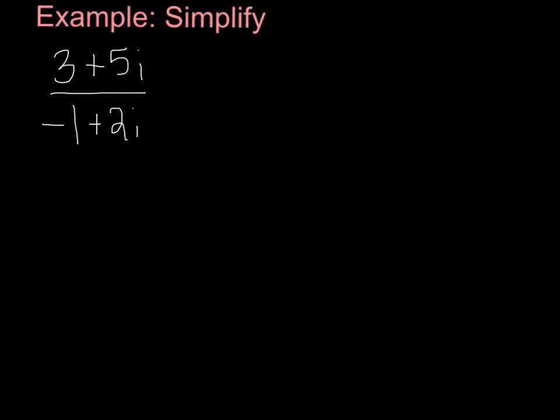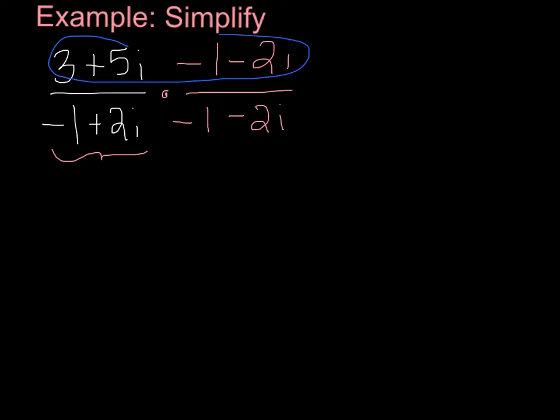Here is our example, 3 plus 5i over negative 1 plus 2i. So we'll be dividing this complex number. So the first thing we have to do is multiply the numerator and the denominator by the conjugate. Again, you get your conjugate from your denominator. So you'll multiply the top by negative 1 minus 2i and the bottom by negative 1 minus 2i. So you will multiply across. So these two will be multiplied together. So 3 plus 5i times negative 1 minus 2i.